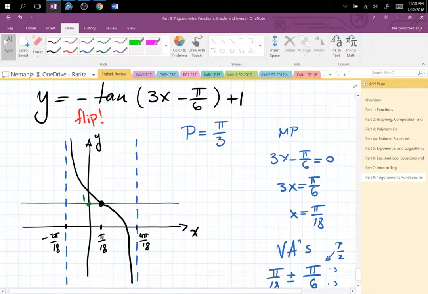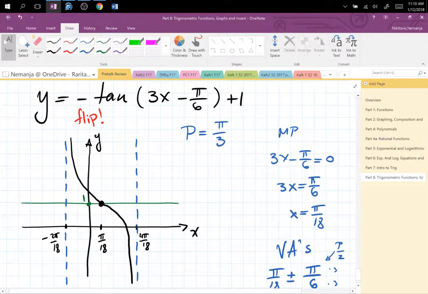So for the tangent graph, we start by figuring out the period and the middle point, and then we can start graphing. You will still do the D first. You already calculated your midpoint and your asymptotes, and you don't have to worry about A because it's not really user-friendly.